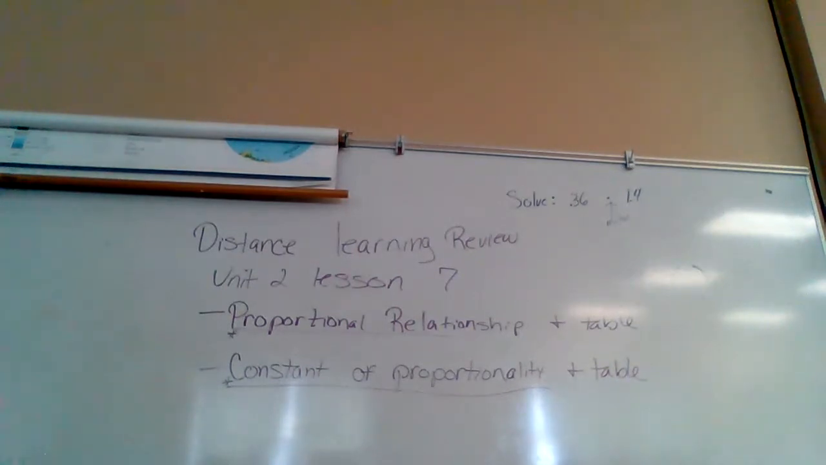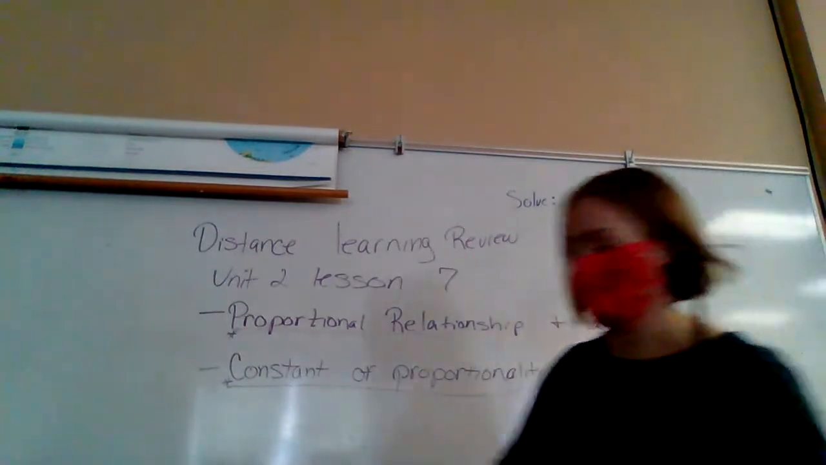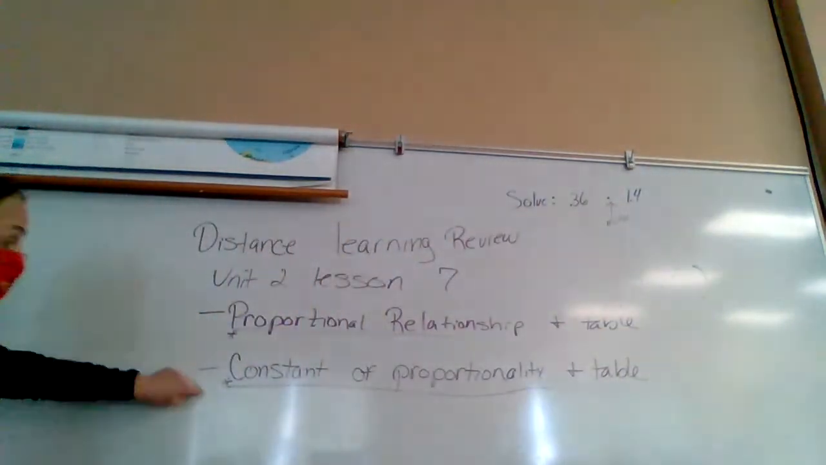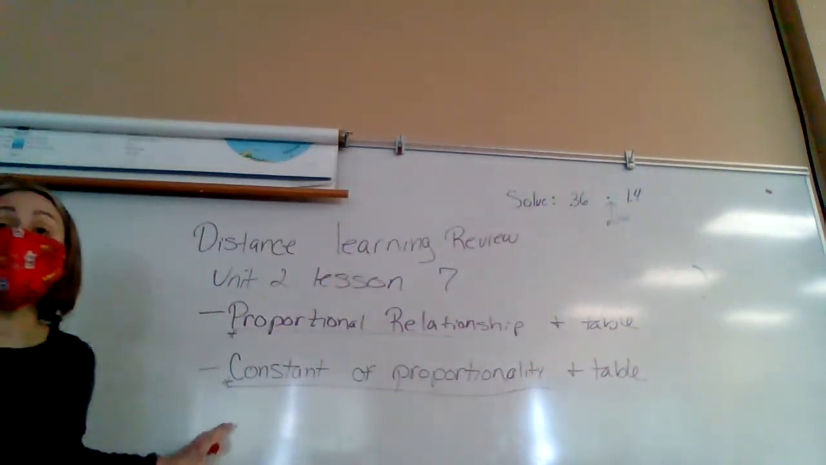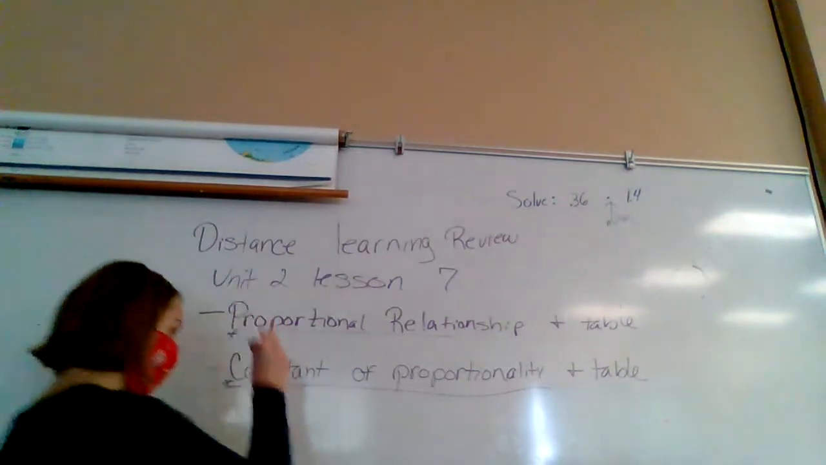So, most of you divided by 8 to get there, right? But the constant of proportionality is what you multiply by. So dividing by 8 is the same thing as multiplying by 1/8. So when you're finding the constant of proportionality, it's what you multiply by.